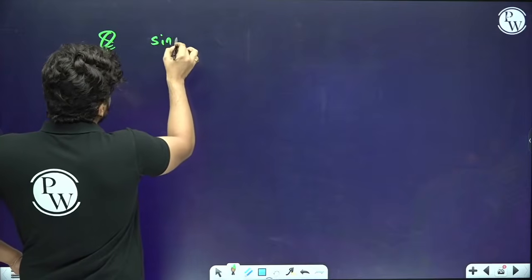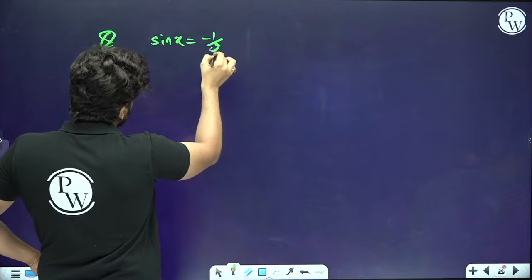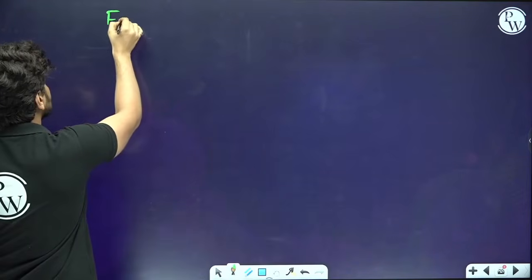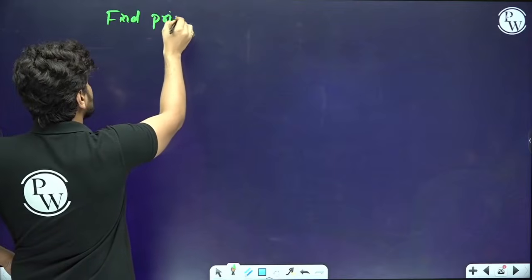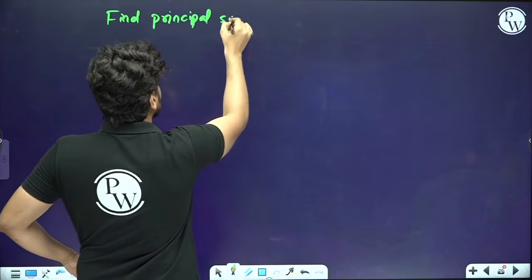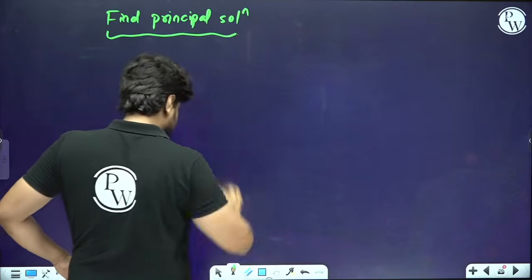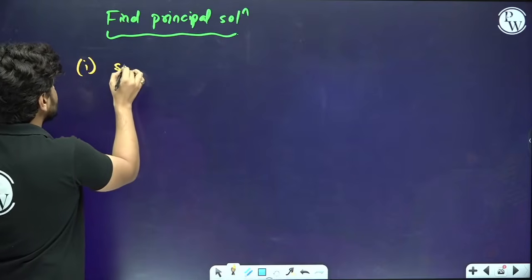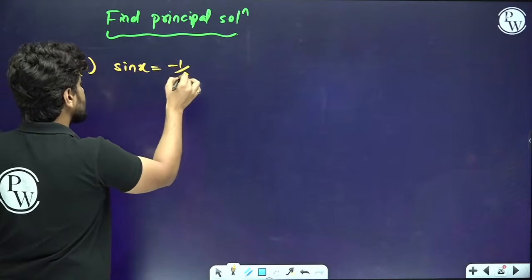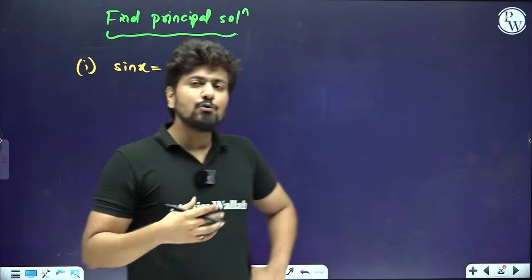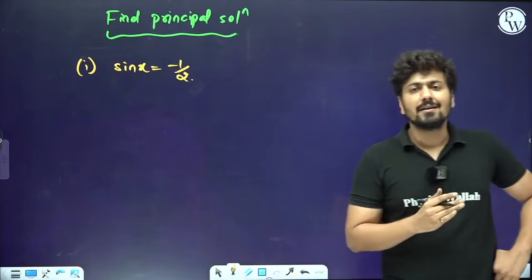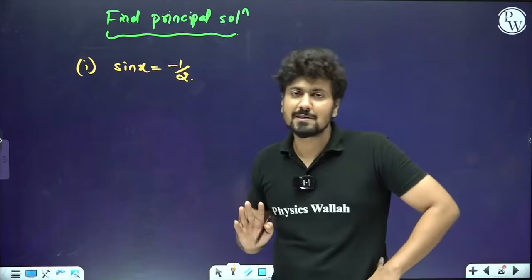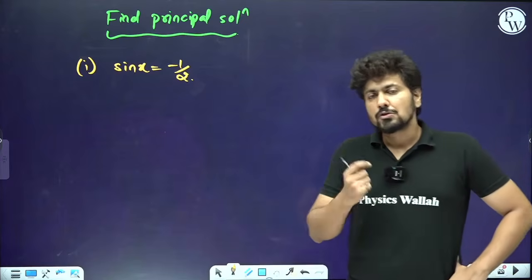The next example: suppose I write sin x is equal to minus 1 by 2, what are the principal solutions? Let me write the question. Find principal solution. Question number 1, sin x is equal to minus 1 by 2. Sin x will give you negative values in the third quadrant and in the fourth quadrant. So there will be two solutions again, right, if I am looking for principal solutions in the interval of 0 to 2 pi. So what are those solutions?